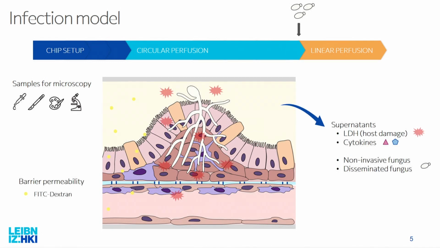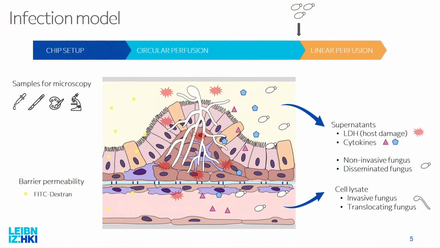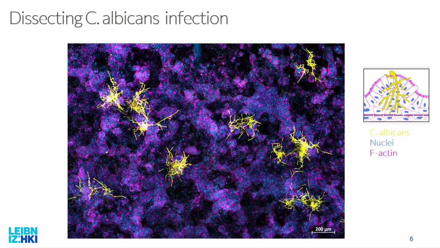We collect the supernatants to assess LDH and the cytokines, and for us, it's also very relevant to plate those supernatants. We can see the amount of fungus that is not invading, just floating in the lumen, or most importantly, the amount of fungus that is in the vascular channel, which means it would already be in the blood, already on the way to systemic candidiasis. Finally, we can also collect the cell lysate and see how much of this fungus is invading or not. And this is a picture of how it looks.